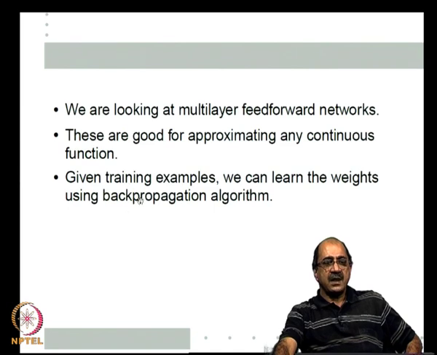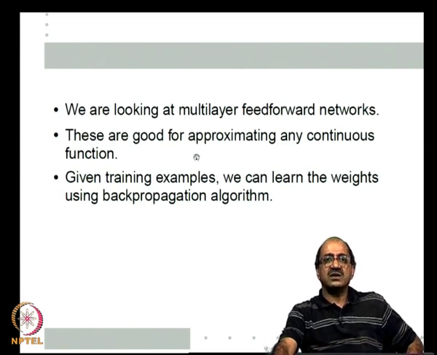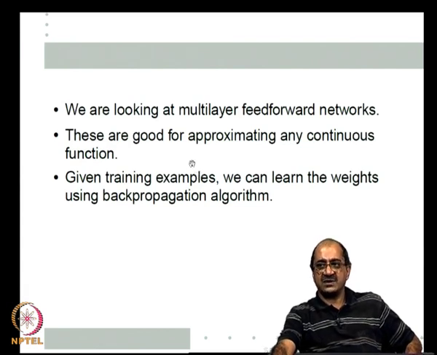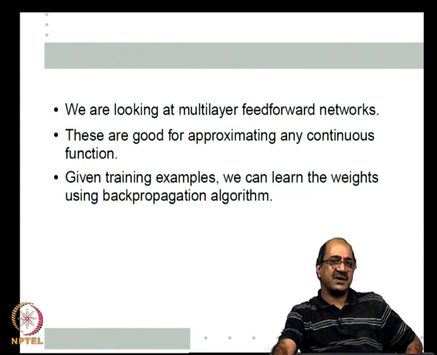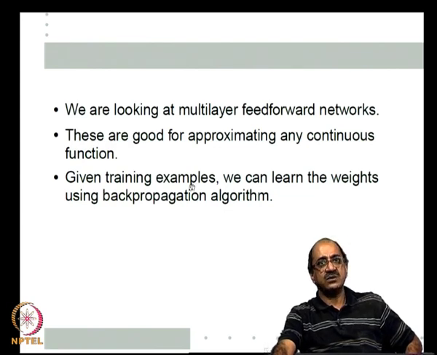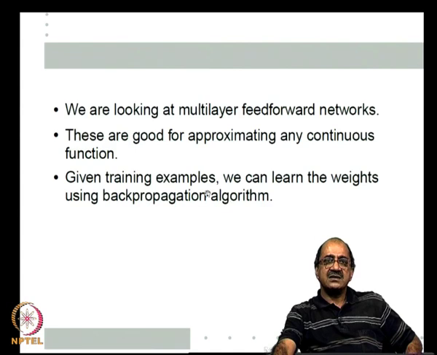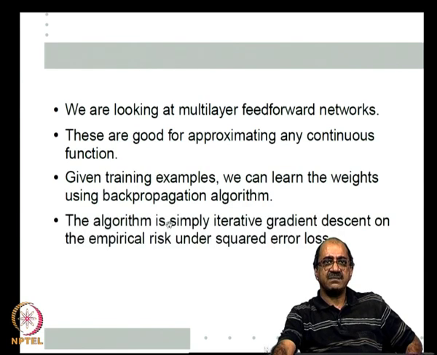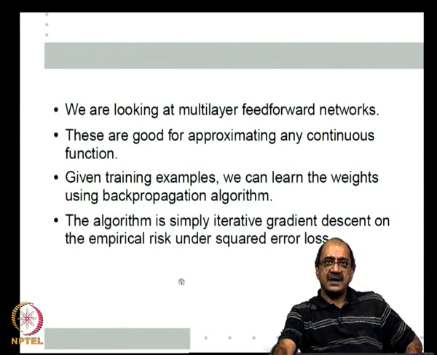Okay. So, the idea is that given training examples, we can learn the weights using the backpropagation algorithm. Because we know that the structure is good enough for approximating most functions, we choose some structure of the network. Of course, you still have to decide how to choose, but let us say we choose one hidden layer and sufficient hidden nodes. Then we use the training examples to learn the weights using the backpropagation algorithm. The backpropagation algorithm is nothing but an iterative gradient descent.